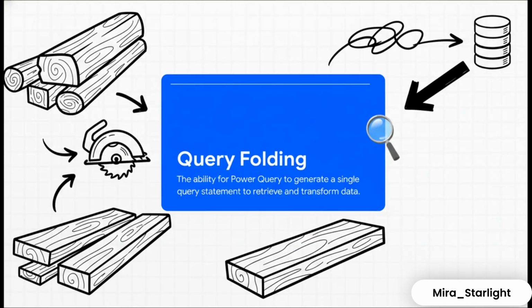Now, another superpower in this data prep layer is something called query folding. This is Power BI at its absolute best. It's the magic trick where it looks at all the filtering and transforming you did and translates it all into one single super efficient query for the database to run. It's like calling the lumberyard and saying, hey, can you cut all my wood to these exact sizes before you deliver it? You always want your query to fold.